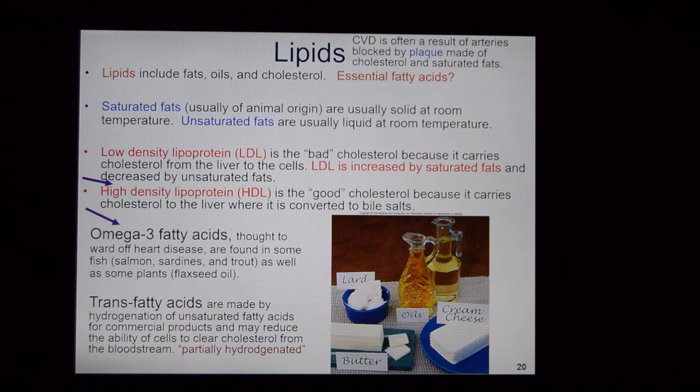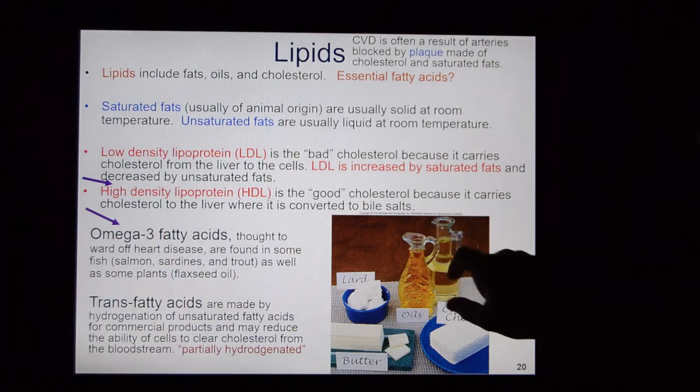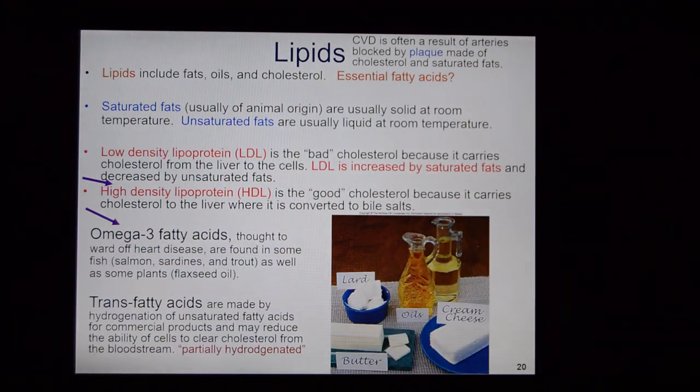So lipids are fats, oils, and cholesterols. We must have these. They are a requirement. There are saturated fats and unsaturated fats. Saturated fats tend to be of animal origin, whereas unsaturated fats are liquids at room temperature and tend to be of plant origin. So oils are plant-based lipids, whereas butters and things, lard, those are animal-based lipids.